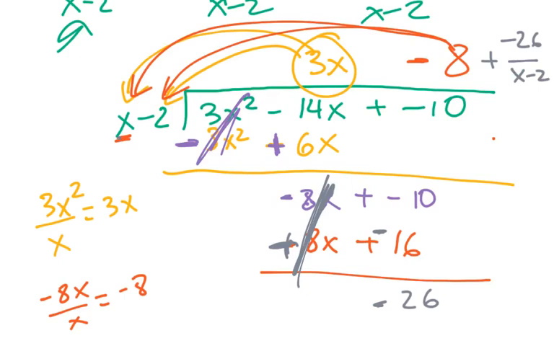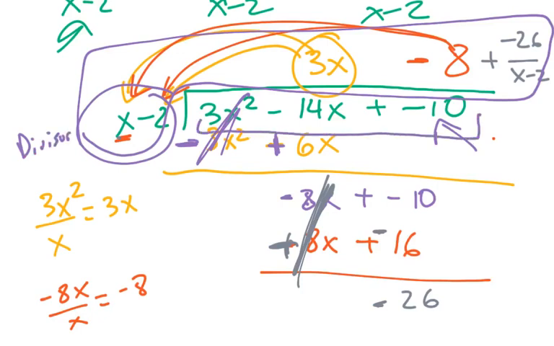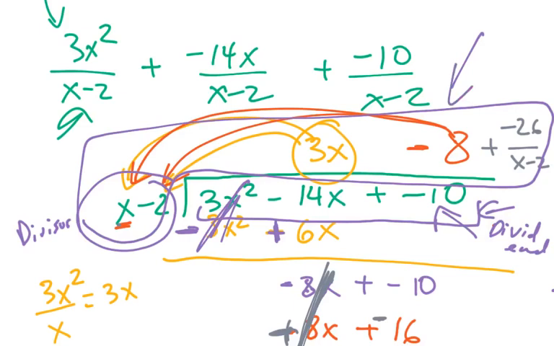All right. And something else here that's really interesting is, and I know there's a lot going on here, but these two right here multiply, and they should give us this. So x minus 2 is called the divisor. 3x squared minus 14x minus 10. I know there's stuff all over the place. This is called the dividend. And the solution is called the quotient.